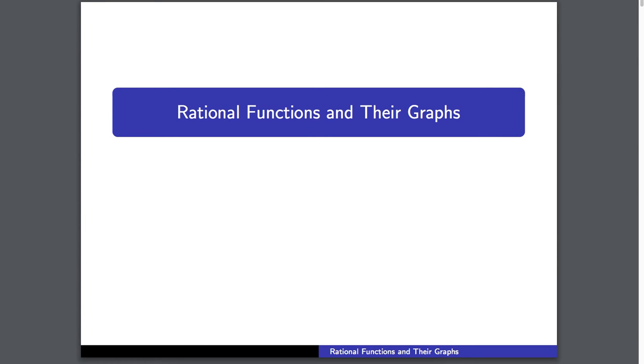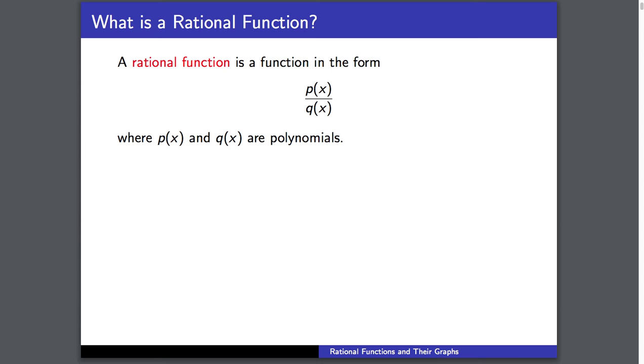All right, in this video we're going to introduce rational functions and their graphs. A rational function is a function in the form p of x over q of x, where p of x and q of x are polynomials. For instance, we might have something like 5x plus 3 over x squared minus 7x plus 10.